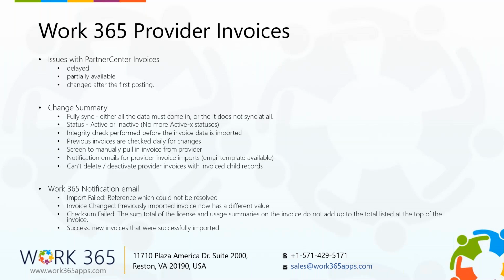Now, the way the process was built before, it tried to be a little bit more intelligent, where it would allow you to download partial invoices. So, for example, if the usage summary was not available, it would wait for the usage summary, but it would download the other bits of the provider invoice, because the provider invoice itself had multiple child records, as we called it. There was a license summary part, and there was the usage summary. And this was in effect for a good 6 months or so.